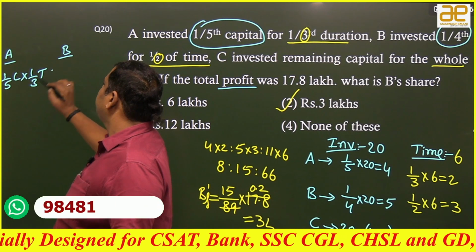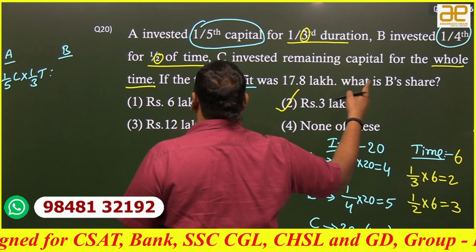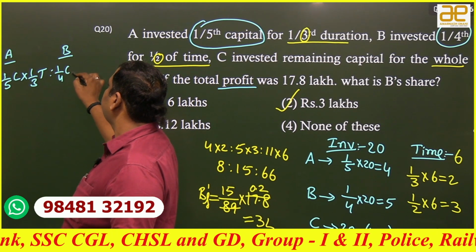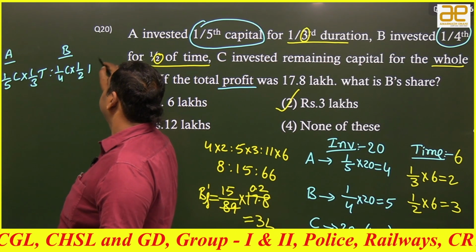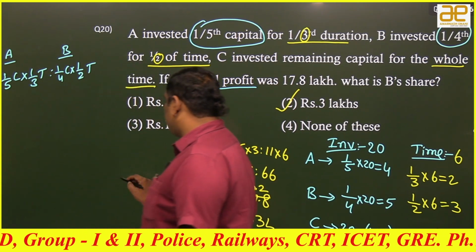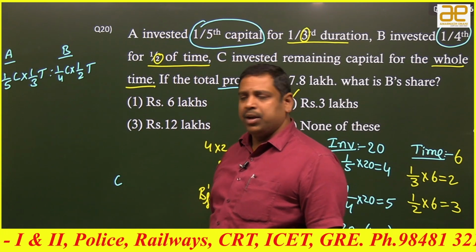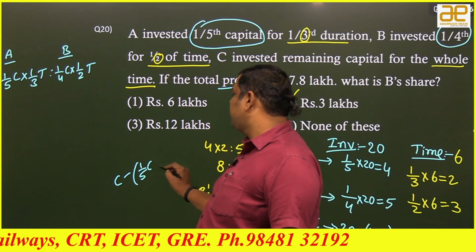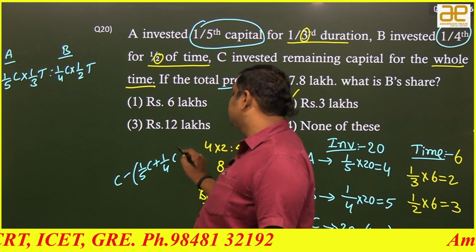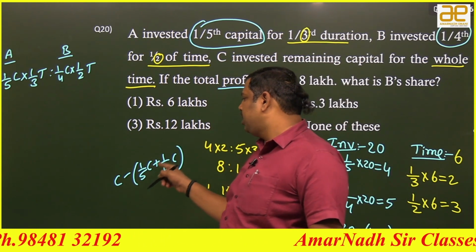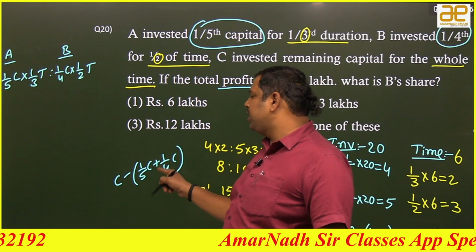Coming to B, B invested 1/4 of the capital for half of the time. C invested the remaining capital. This one you have to observe. Let the total capital be C rupees. From that I have to subtract 1/5C plus 1/4C, because the remaining is C's. So 5 and 4, sorry, 4 and 5, 9/20C.